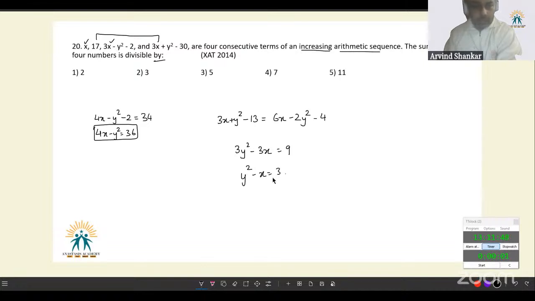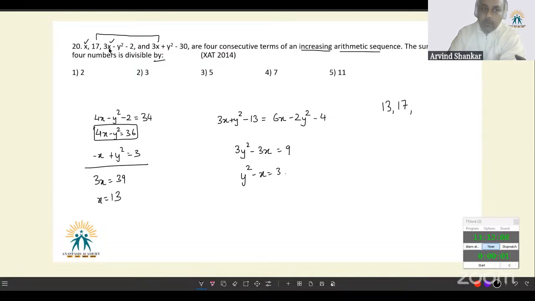We get 3y square minus 3x is equal to 9, or y square minus x is equal to 3. This is excellent, because if I put it down here, I get 3x is equal to 39 और x is equal to 13. अब अपने को AP के दो टर्म्स मिल गए, 13 and 17. The next two terms are easy to figure out. You can also go ahead and put the value of x here, put the value of y here, and then do the subsequent work. लेकिन हम बोल रहे if I have two terms, the next two terms are also identified.